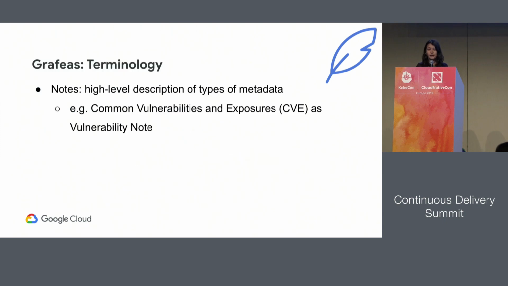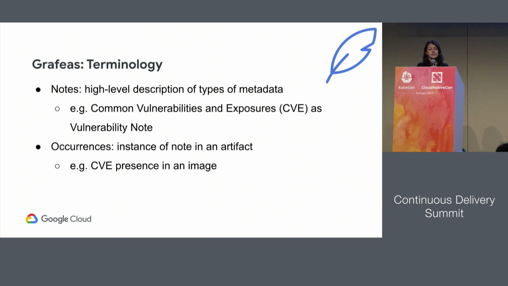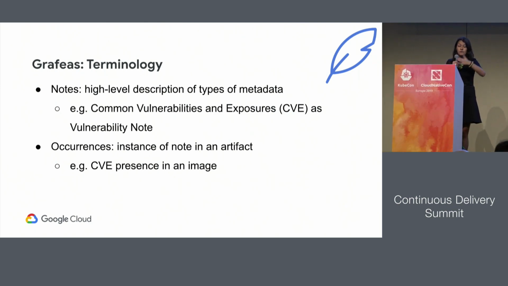Okay? So now there's a couple of points of terminology that will be useful to understand what Kritis does and how it does that. So nodes are high-level descriptions of types of metadata. For instance, common vulnerabilities and exposures, known as CVEs in the industry, will be stored as a vulnerability node. And then occurrences are instances of nodes in a specific artifact. So for instance, a presence of a vulnerability in an image will be stored as a vulnerability occurrence.